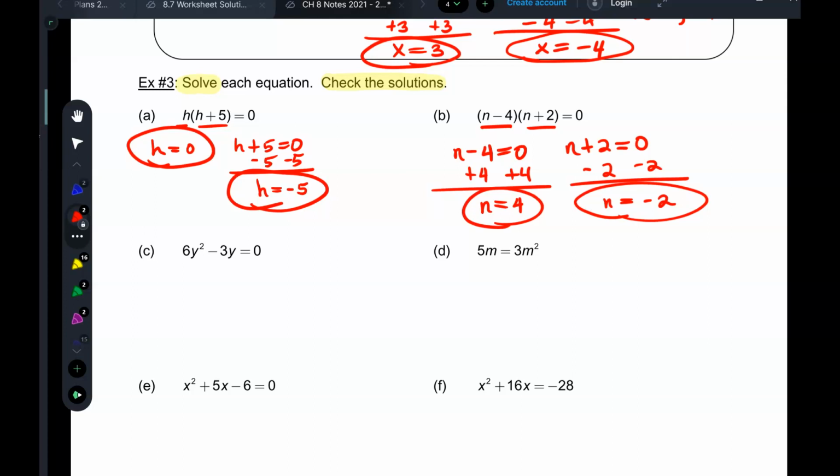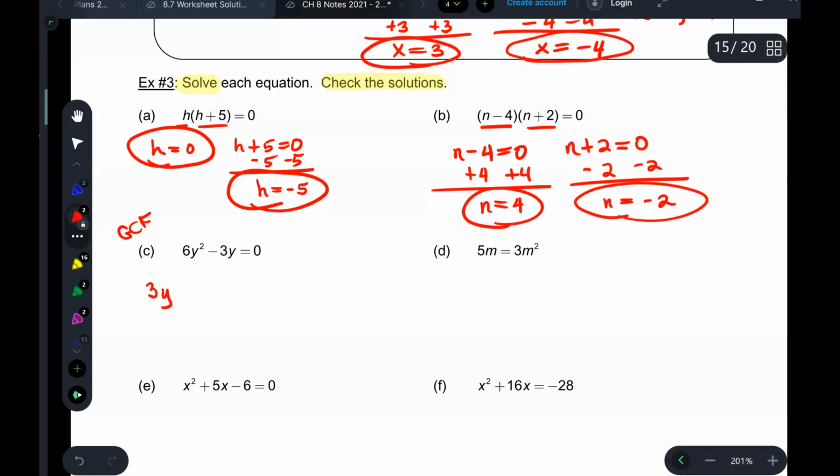So this is not a trinomial. So I'm going to look for a GCF. Oh, okay, so this goes back to all the other previous methods. So we should always look for a GCF first anyway, even if we have a trinomial. Okay, so 3 and what? A negative what? Can I take out a 3y?